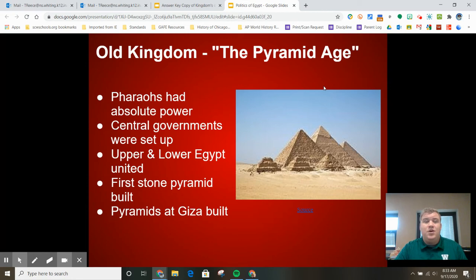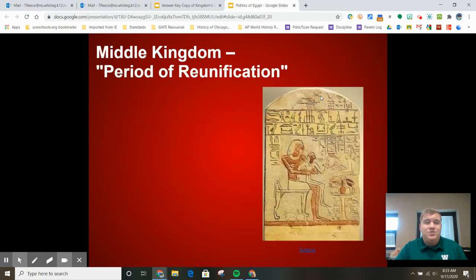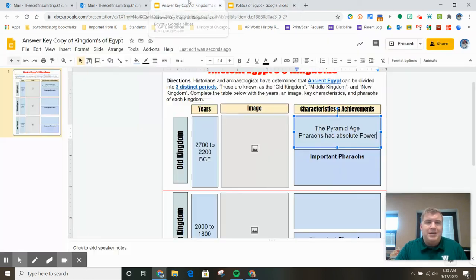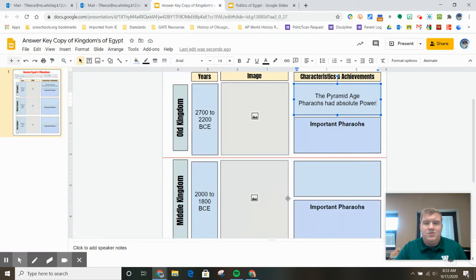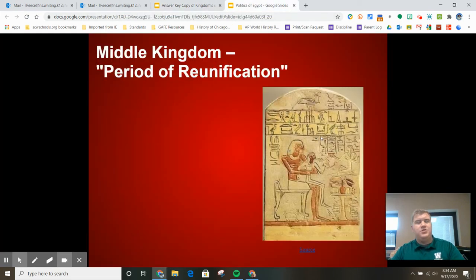All right, so moving on past this, we get the Middle Kingdom, or the period of reunification. All right, so if we go back to our graphic organizer, we can click here and double click and put the period of reunification. And then we will move on to this.